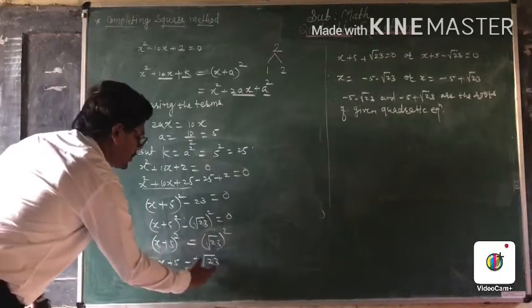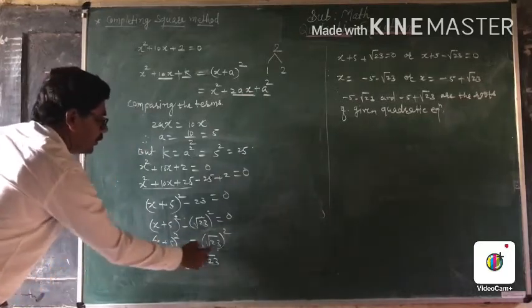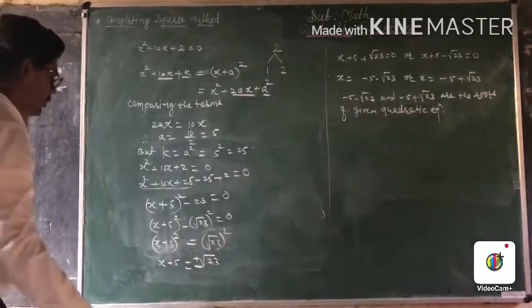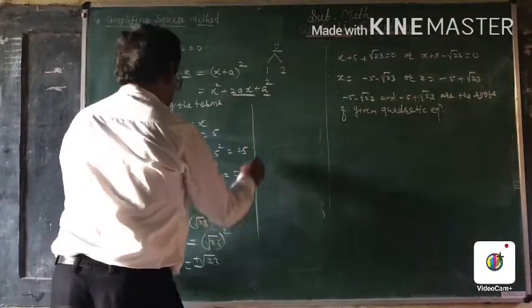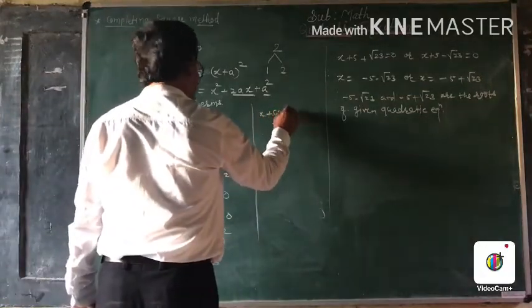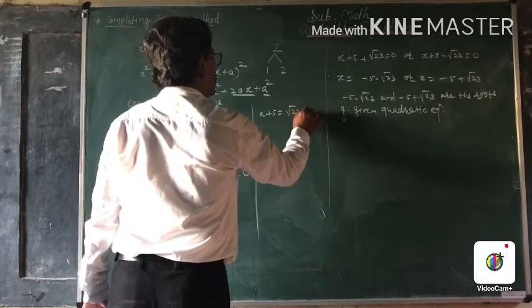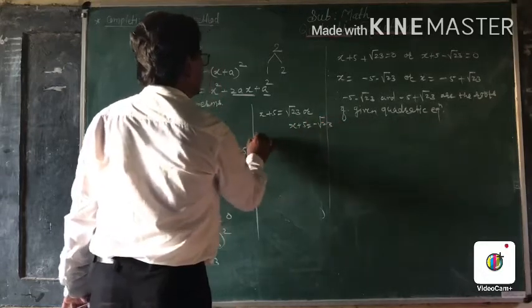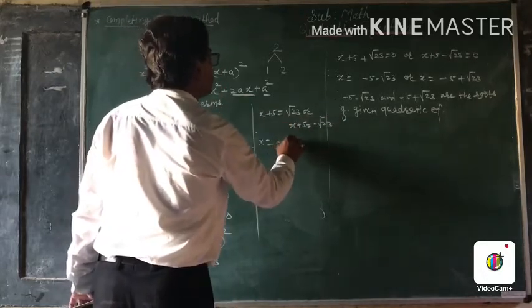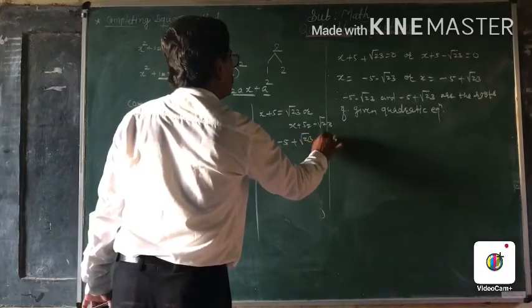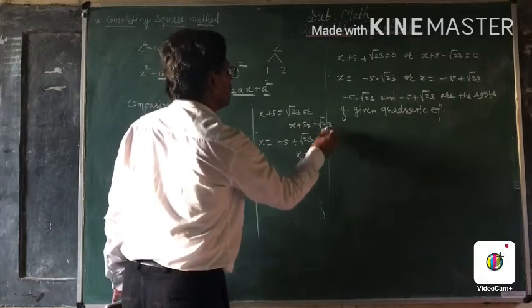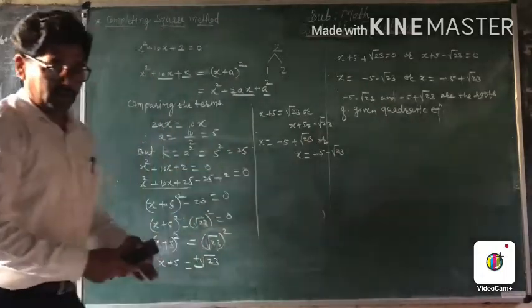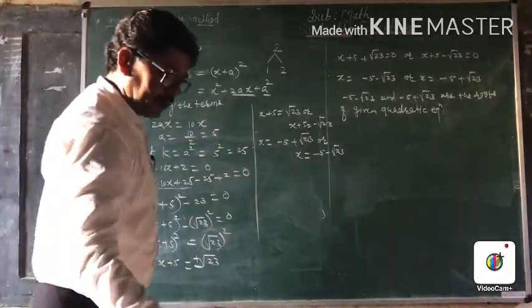These are the two roots of this. The square root of any number is always two-valued, plus and minus. Therefore, x plus 5 is equal to plus root 23, or x plus 5 is equal to minus root 23. And therefore, x is equal to minus 5 plus root 23, or x is equal to minus 5 minus root 23. These are the two roots. In the same way, we have taken another example.